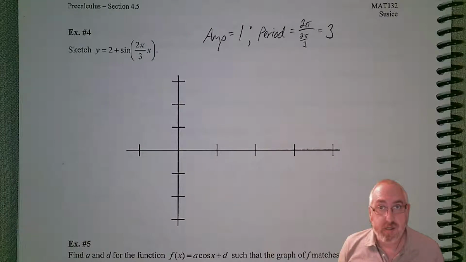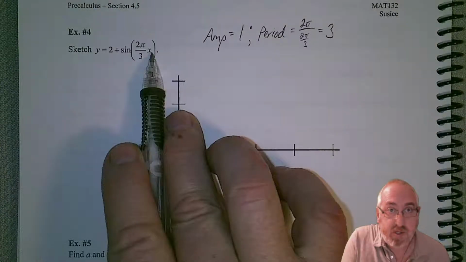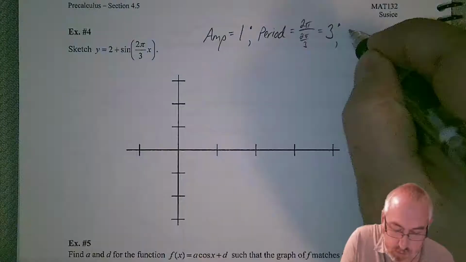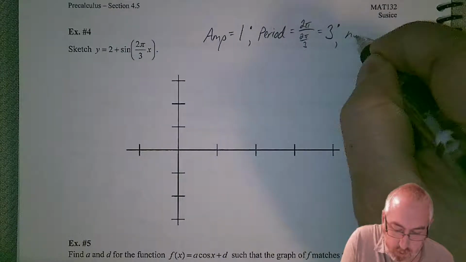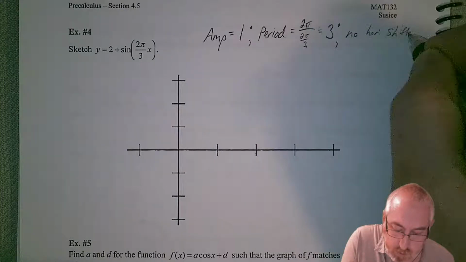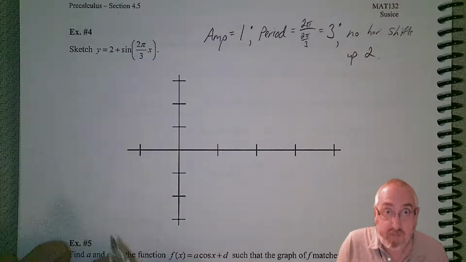Now, what about our left and right endpoints? Is there any shifts? No shifts in this one. There's no plus or minus inside of the parentheses. So there's no horizontal shifts. And then we also said, last but not least, this is going to go up 2. So let's do the same thing with our little X's, and then we'll erase them. But before we get to that point, let's label.